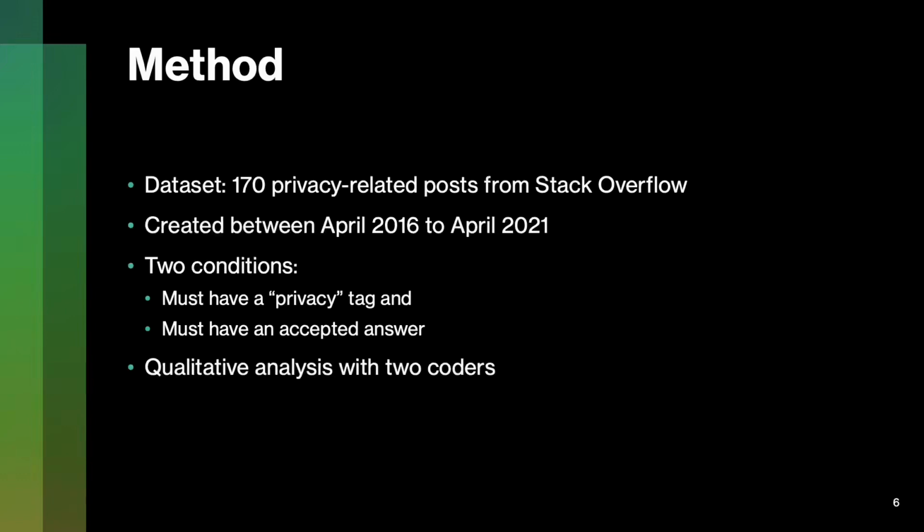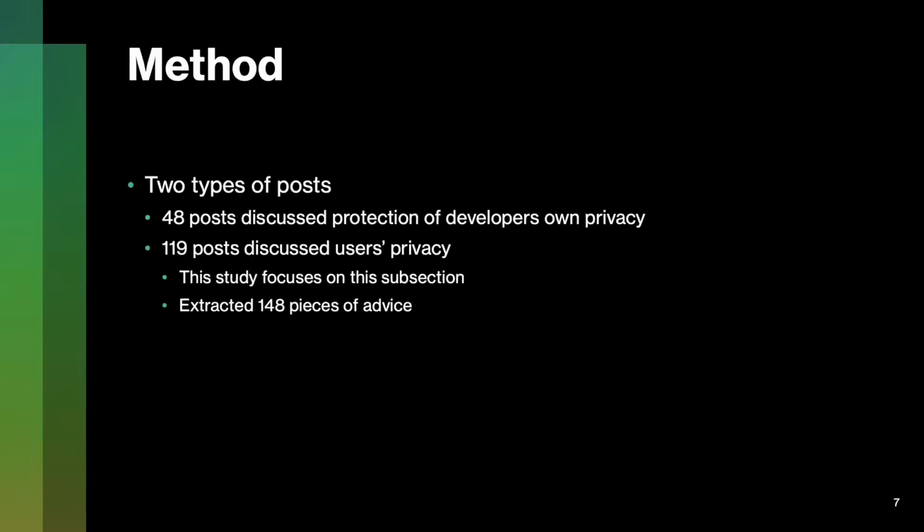With the classic bottom-up qualitative analysis with two coders, which you can find more details about in the paper, we found that there are two types of posts. In 48 of the posts, users discussed protecting their own privacy. For example, how can I protect my own privacy on GitHub? By removing my email address or my username from Git logs. And in 119 posts, they discussed user privacy, which is the focus of this study. We extracted 148 pieces of advice from these posts.